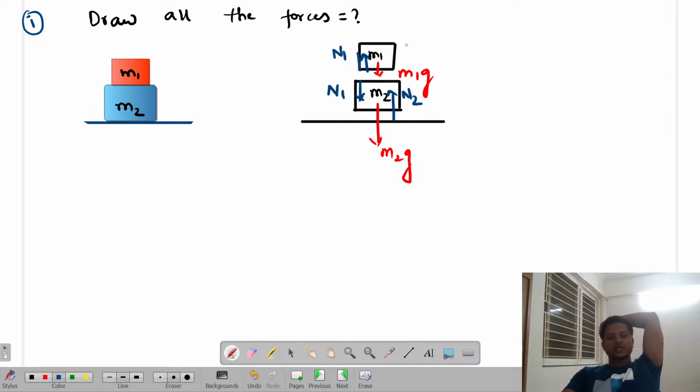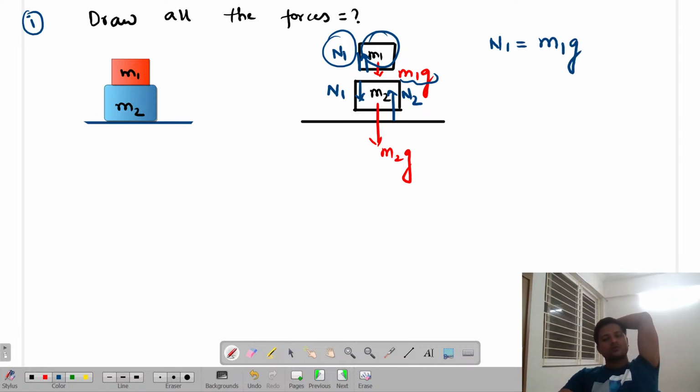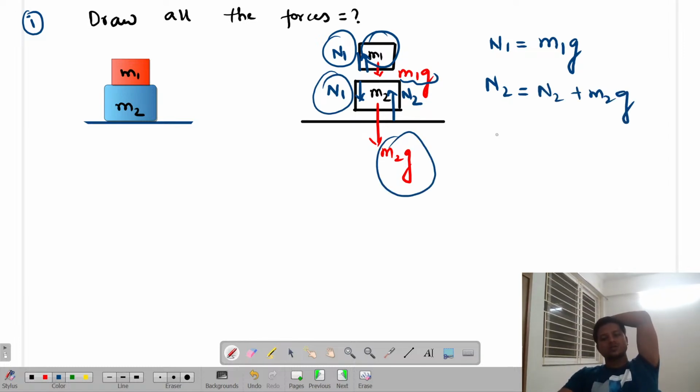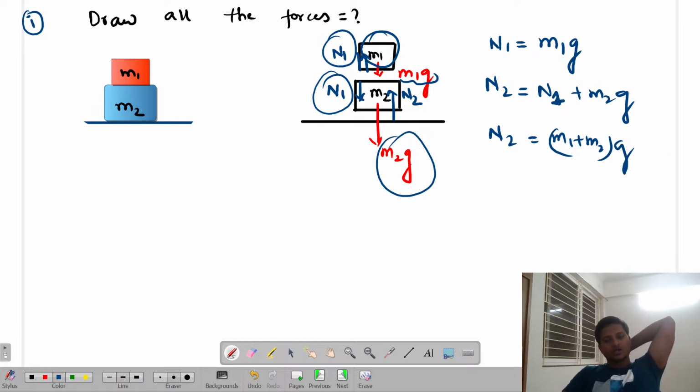So if the bodies are in equilibrium, since mass m1 is at equilibrium, the upward force balances the downward force. So N1 is equal to m1g. And N2 is equal to N1 plus m2g, sorry. So this becomes (m1 plus m2) into gravity g. Are you able to get me or not?